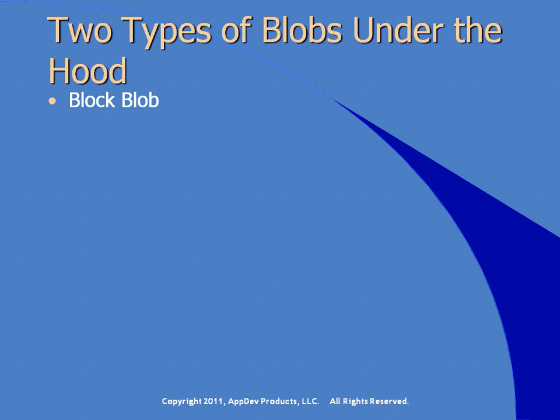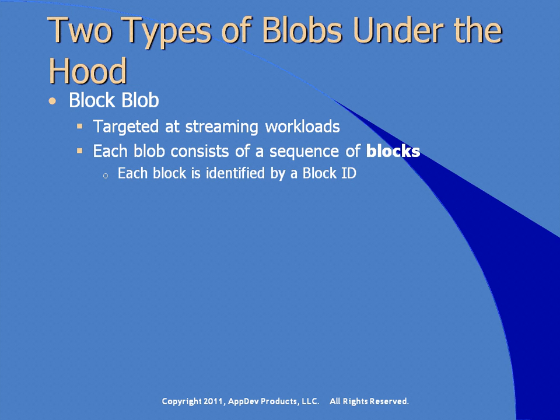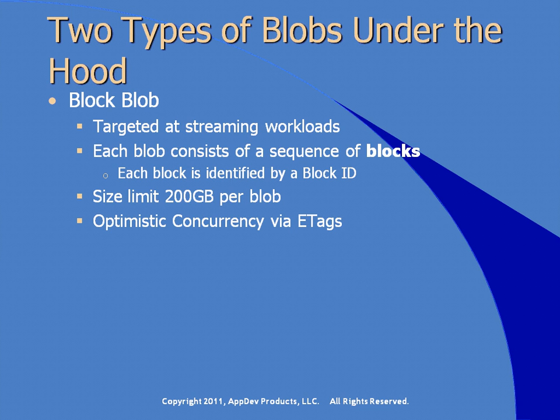Now realistically, Windows Azure works with two types of blobs under the hood. You have a block blob, and this is really targeted at streaming workloads for uploading large blobs up into Windows Azure. Each blob consists of a sequence of block IDs, but the limit to a block blob is 200 gigabytes per blob, so nothing bigger than that. You also can set optimistic concurrency via the E-tags.